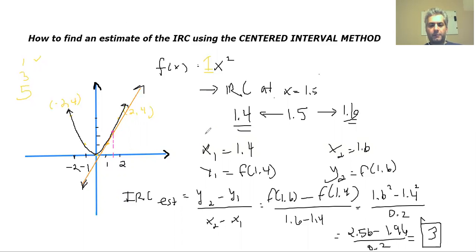We can check this value, but a good estimate of the instantaneous rate of change using the centered interval method is 3 for when x equals 1.5. Again, this is an approximate value. It's pretty close to the answer, but it's not an exact value.